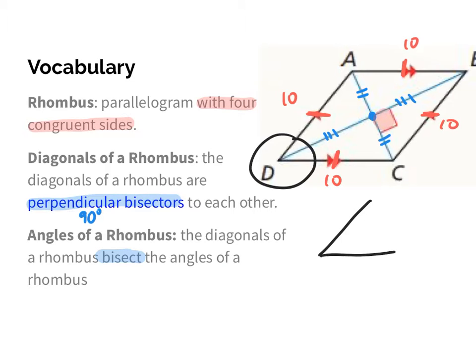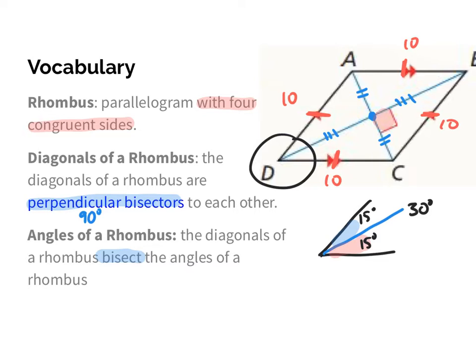So that diagonal, which is the blue line, is going to cut this larger angle into two equal parts. So I would have a part there and a part there, and those two angles would be equal in magnitude. So let's say, for example, this was a 30-degree angle. That means each of these smaller chunks would be 15.